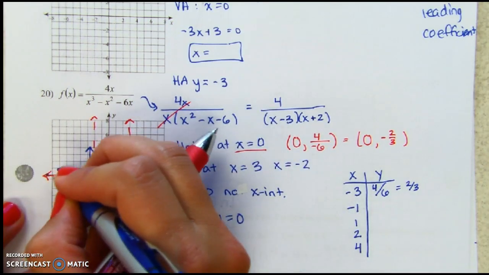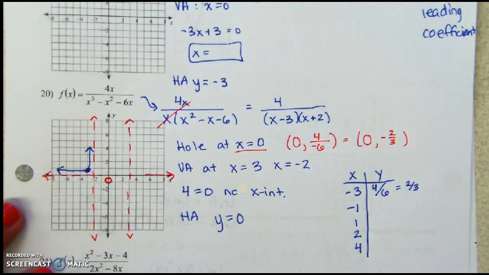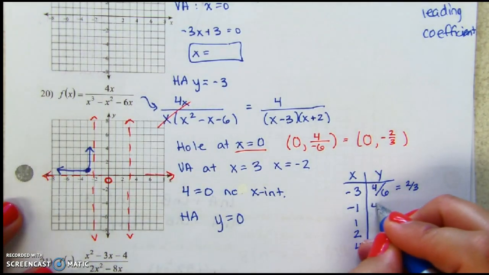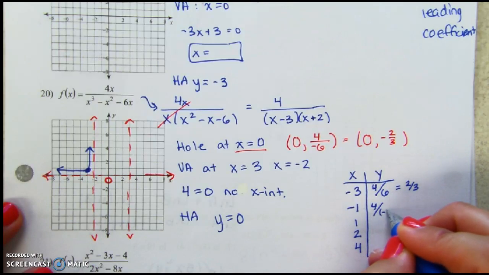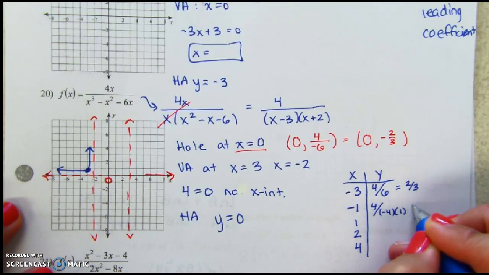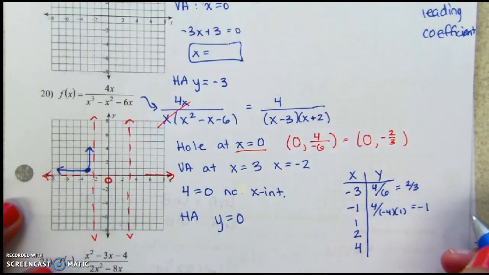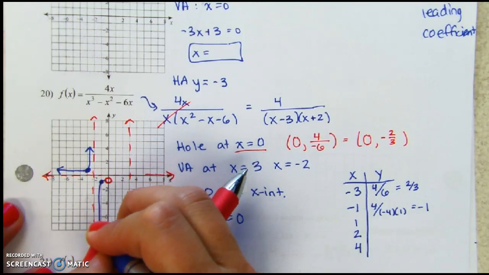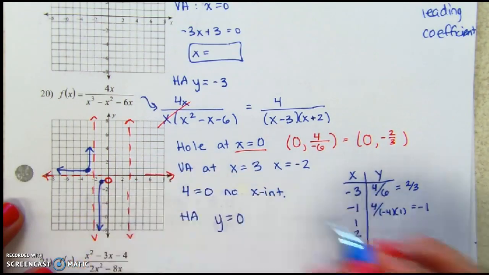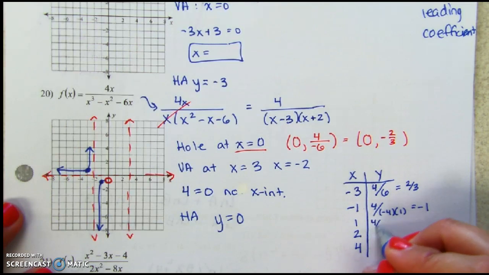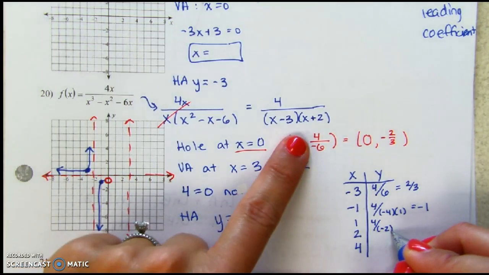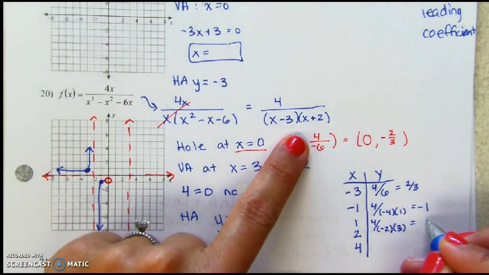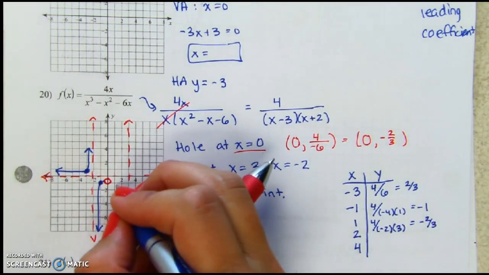I don't need any more points. I already know. Okay, -1. If I plug in -1, I'm going to get -4 divided by -4 is -1. So -1, and this is going to look like this. I'm pretty sure it's going to go down, but I'll plug in these points. So 4 divided by 1 minus 3 is -2, and 3. Here we go. What's this going to be? -2/3 again. It's like a popular coordinate point.